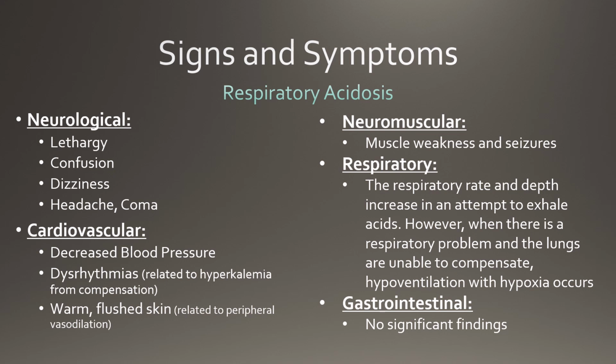In the respiratory assessment, the respiratory rate and depth increase in an attempt to exhale the acids. However, when there is a respiratory problem and the lungs are unable to compensate, hypoventilation with hypoxia occurs. Now, if you were to assess their gastrointestinal system, you would see no significant findings. You may see some select-all-that-apply questions from the items on this slide.